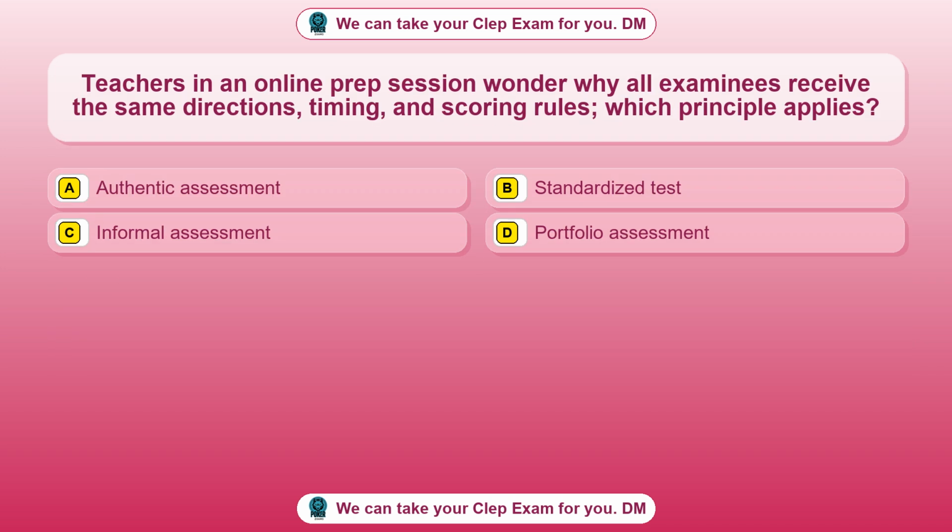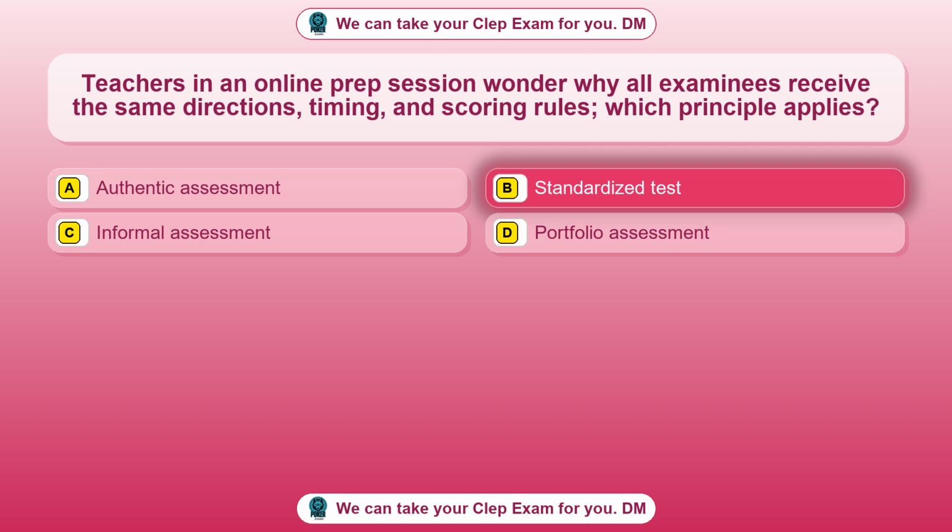Question 58. Teachers in an online prep session wonder why all examinees receive the same directions, timing, and scoring rules. Which principle applies? Option A, authentic assessment. Option B, standardized test. Option C, informal assessment. Option D, portfolio assessment. The correct answer is option B, standardized test.